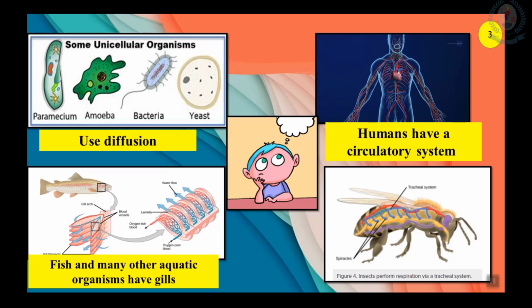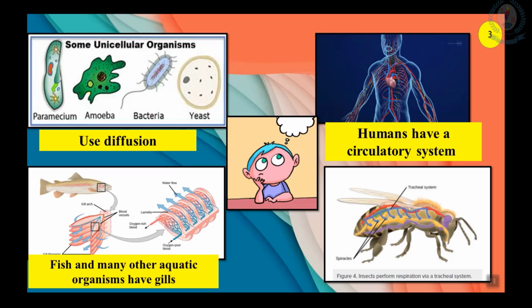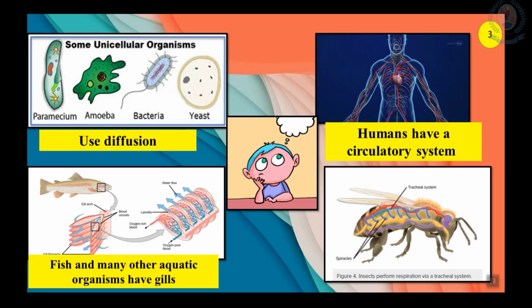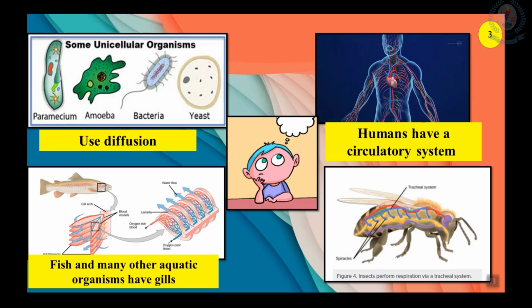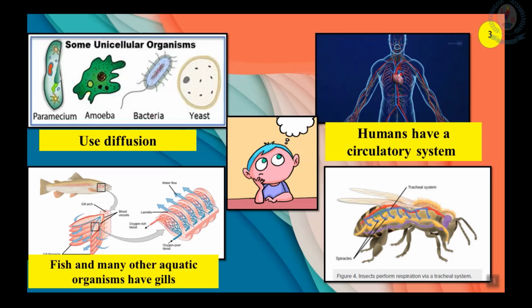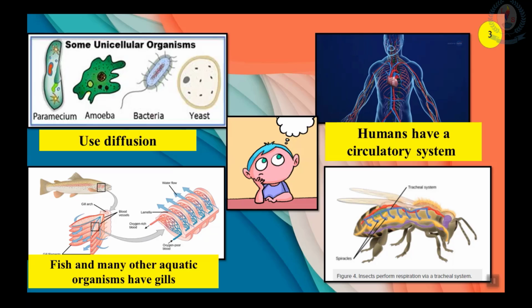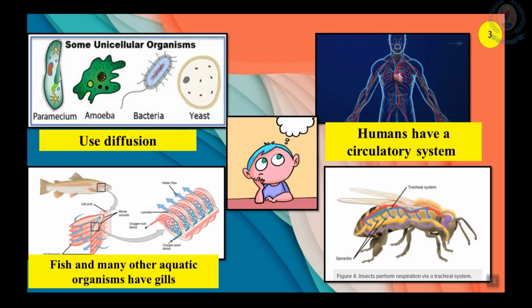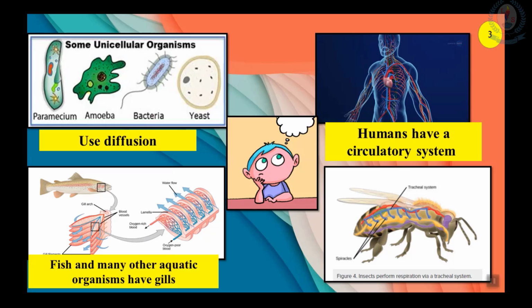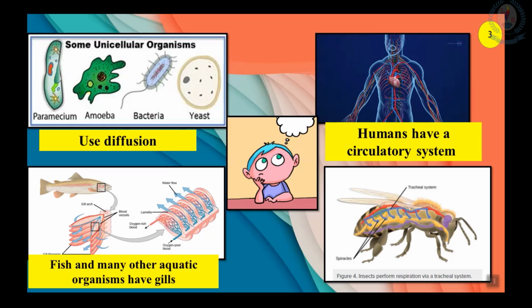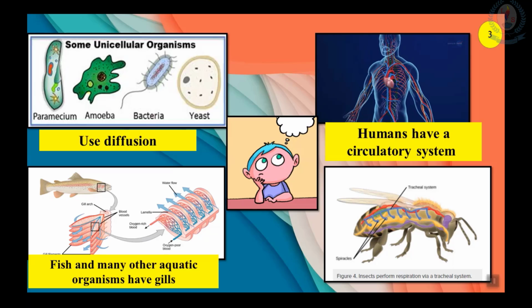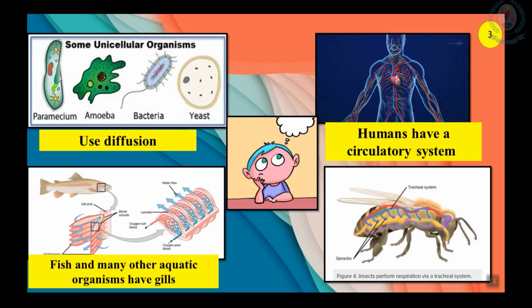For example, in unicellular organisms like paramecium, amoeba and bacteria, small molecules readily move between the organism and its immediate surroundings by the process of diffusion. But we know that this doesn't work in large animals, because diffusion is not an effective means of getting oxygen into their bodies as they have more than one cell layer.